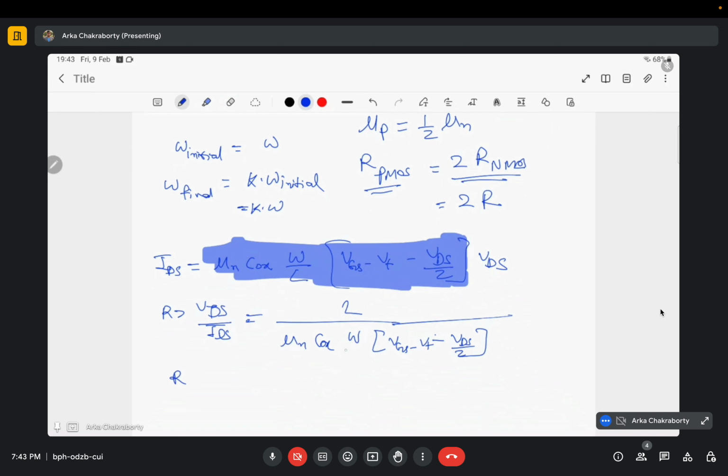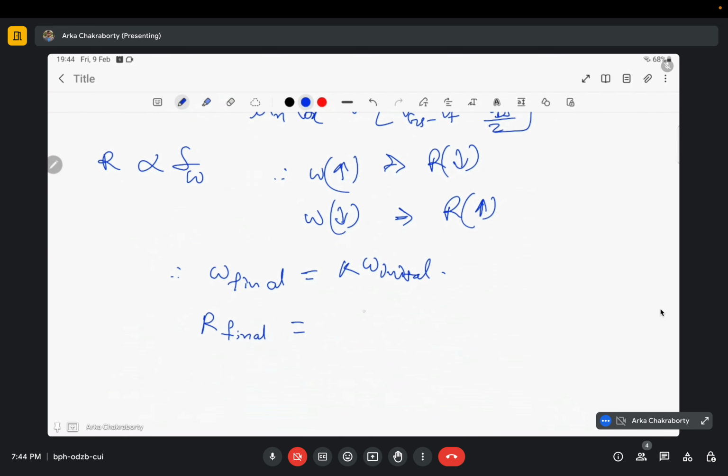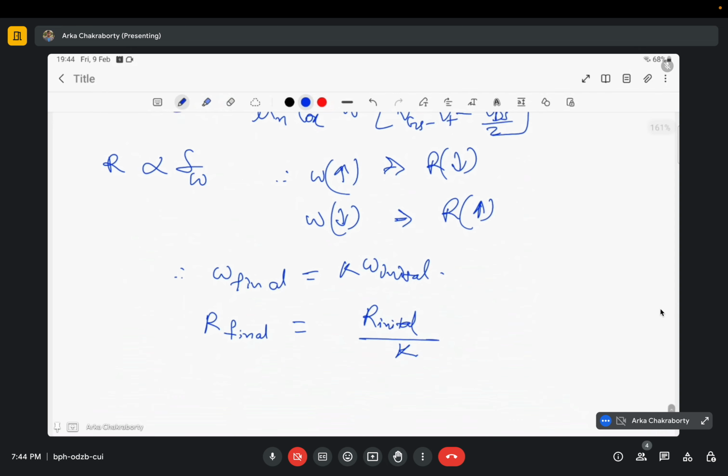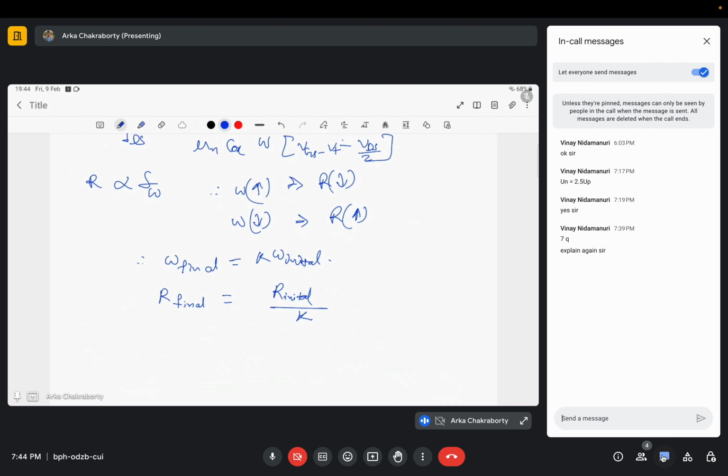So you can see R is inversely proportional to W here. Therefore, if W increases, my resistance will decrease, and vice versa. If W decreases, my resistance would increase. Okay, clear? So if I make my W final equal to K times W initial, my R final would become R initial by K, because W and R are inversely proportional to each other. Clear? Any confusion regarding the resistance one? Vinay, any confusion? Is it clear?